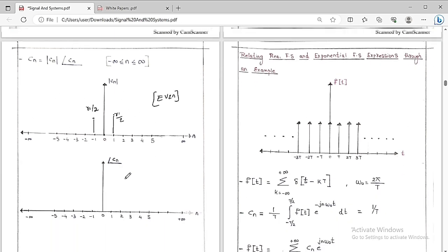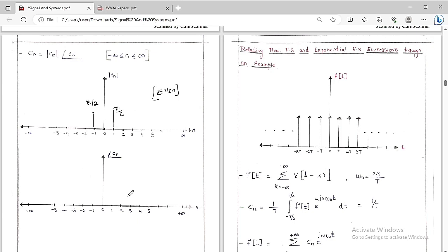And if you draw the phase angle, I have already told you, for this one what is the phase angle? We can say plus phi 1. Let me assume this is phi 1. But for minus 1, what are we going to get? Minus phi 1. So you can say these are opposite of each other.